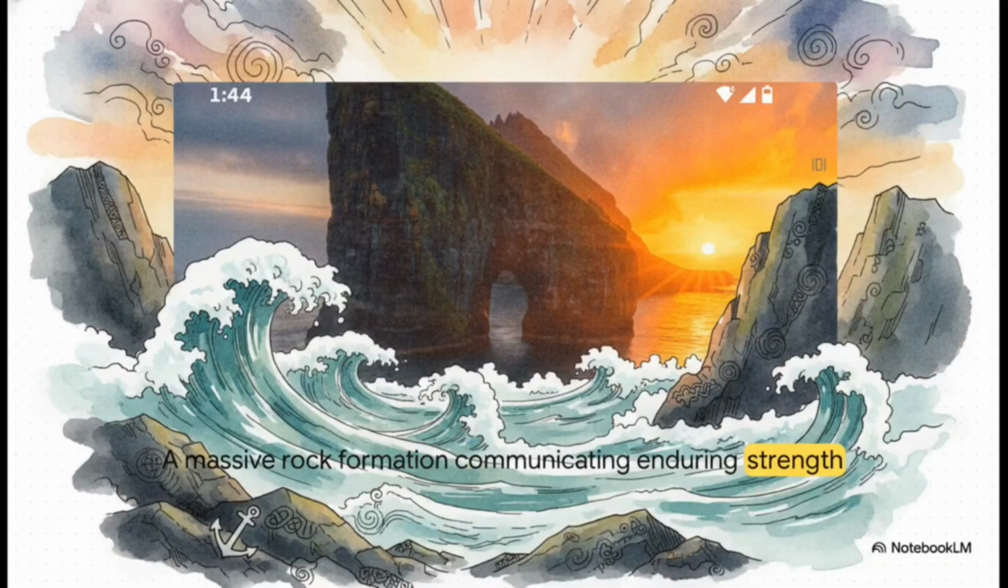Look at this towering, massive rock formation. It's standing completely resolute against the crashing ocean waves as the sun sets behind it. This imagery visually communicates enduring strength, eternity, and something completely immovable amidst the changing tides. These are all core theological tenets, expressed purely through landscape.